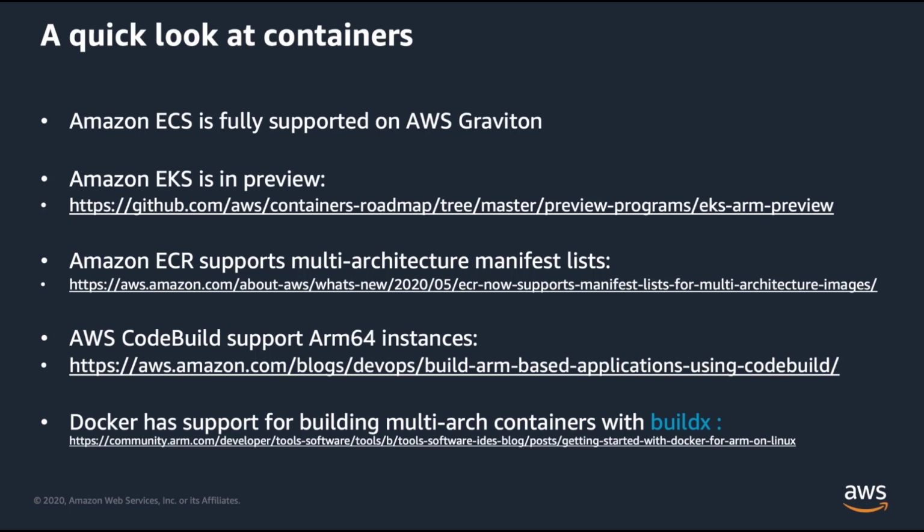ARM64 is a first-class citizen in the container ecosystem. So ECS is fully supported on AWS Graviton instances. Amazon EKS is in preview, and you have here a URL that you can use to access the instructions for the preview. ECR now supports multi-architecture images, and you can even build container images for the ARM64 architecture using AWS CodeBuild. And of course, Docker has support for building multi-arch containers, for example, with BuildX.